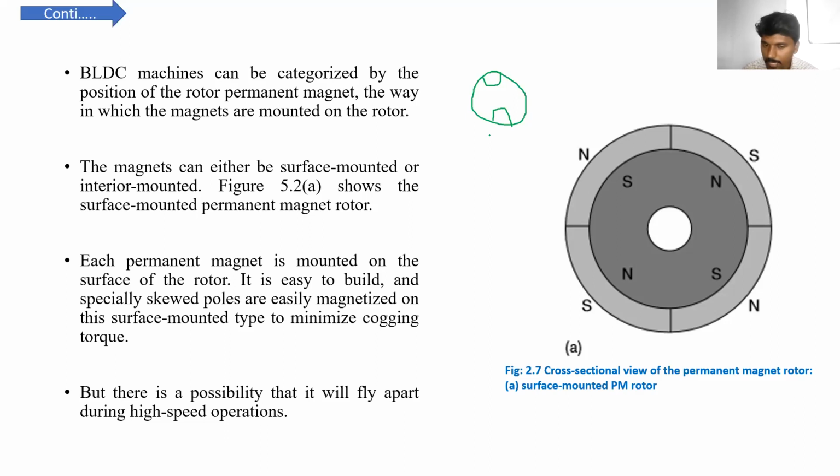There is a drawback in the surface mounted brushless DC motor, because the magnets are mounted on the surface of the rotor. If the rotor is rotated at high speed, what will happen? There is a chance the magnets will fly off. Clear? In case the rotor is rotated at a high speed, there is a chance to remove or fly the magnets.